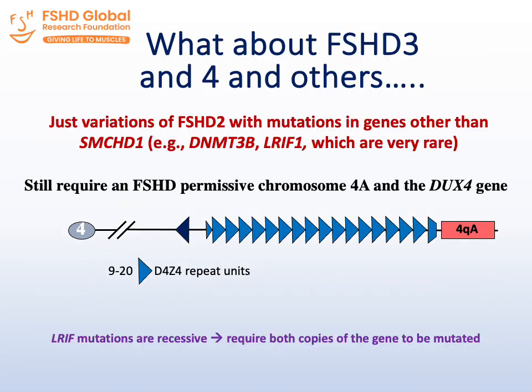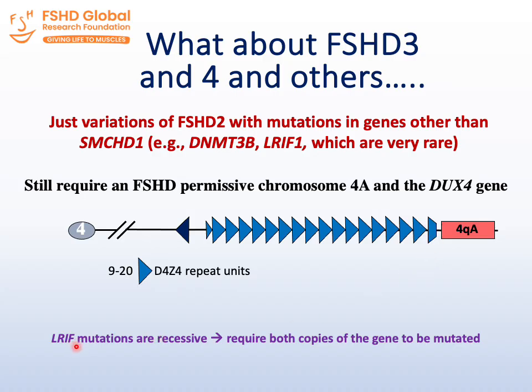Okay? So I get questions sometimes, you say, well, I'm not FSHD1 or FSHD2, maybe I'm FSHD3 or 4, and I know some researchers talk about this, and basically FSHD3, 4, 5, they're just FSHD2. Okay, they're just FSHD2 with mutations in genes other than SMCHD1. The DNMT3B gene or the LRIF1 gene, both of these are very rare. They still require a 4QA. So again, if you're 4BB, you're just not FSHD. Okay, so you still need to have 4QA, and you still need a certain size D4Z4 repeat unit.